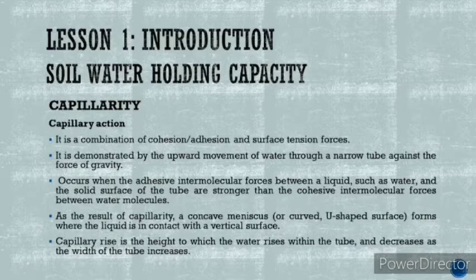As the result of capillarity, a concave meniscus, or a curved U-shaped surface, forms where the liquid is in contact with a vertical surface. Capillary rise is the height to which the water rises within the tube, and it decreases as the width of the tube increases.